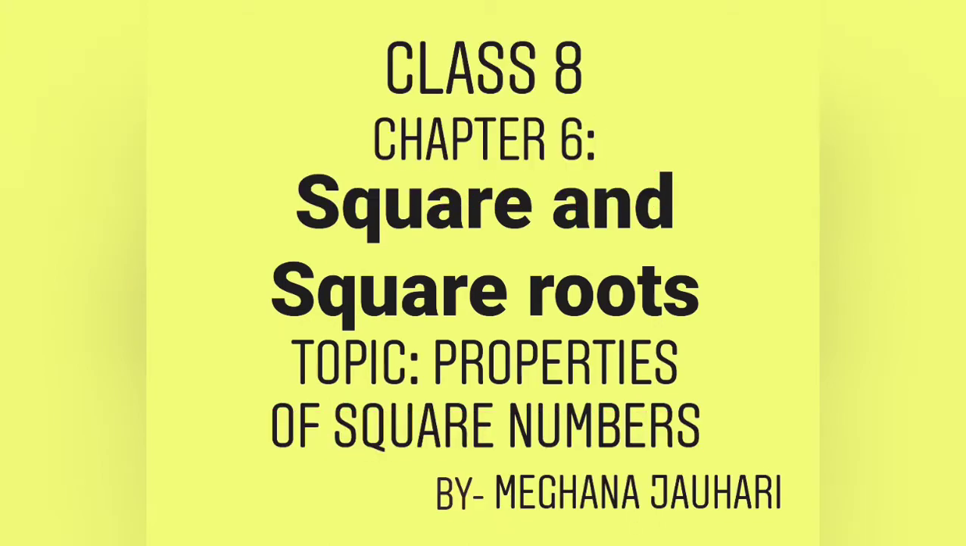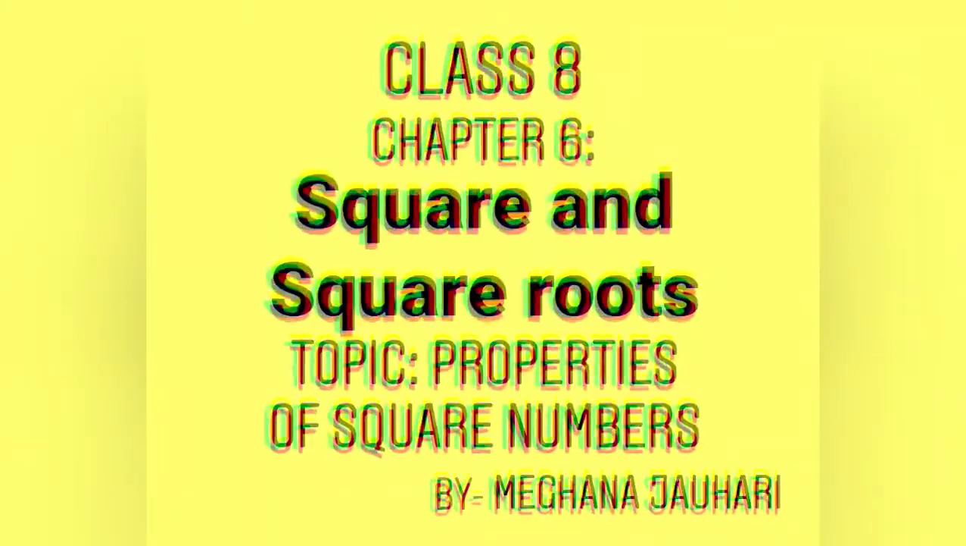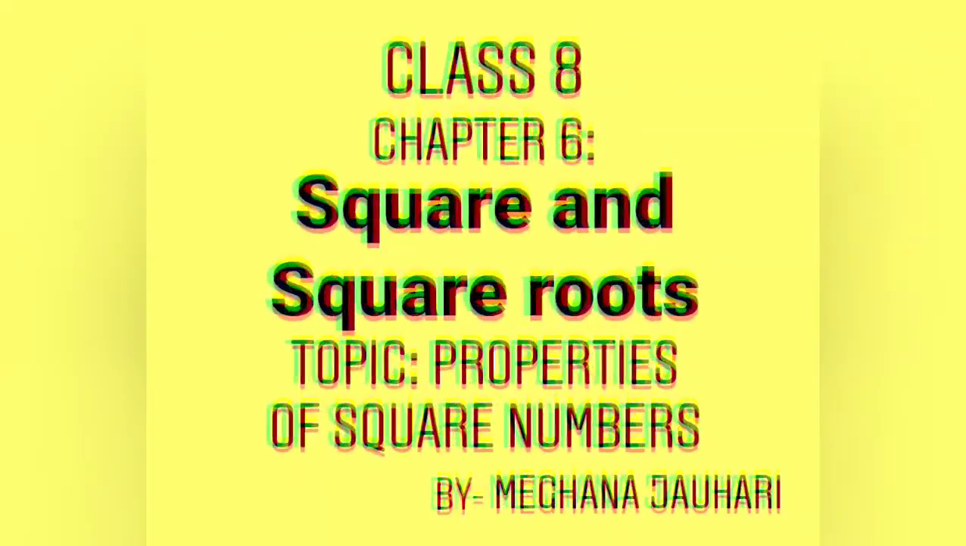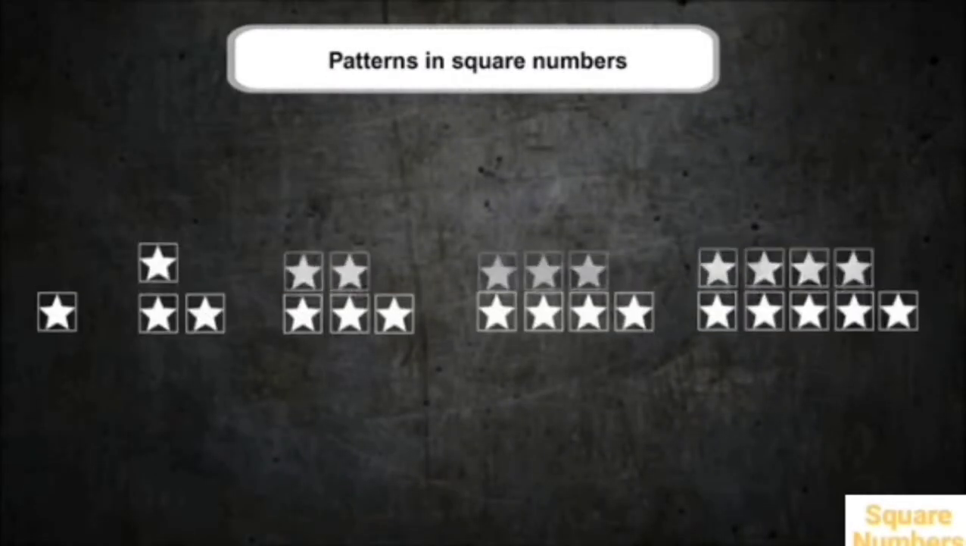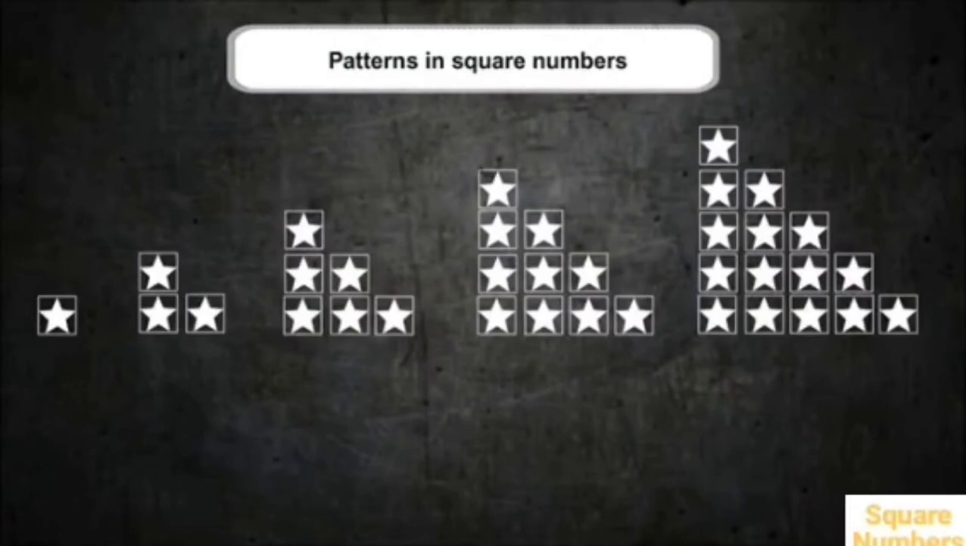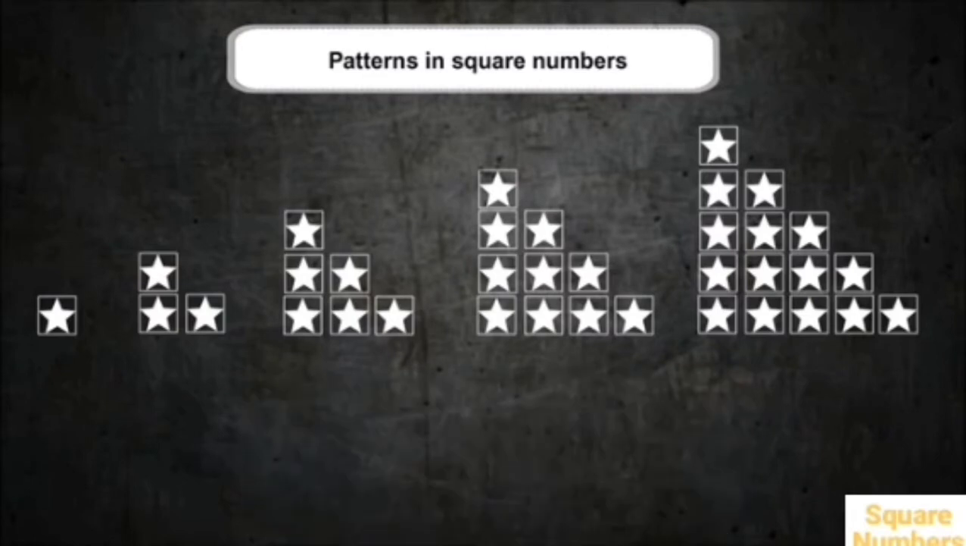In this video we are going to learn about different properties of square numbers, and trust me, they are very interesting. So let's get started. Now let us learn some interesting patterns in square numbers. Do you know the patterns shown above? These are the triangular numbers whose dot patterns can be arranged as triangles.